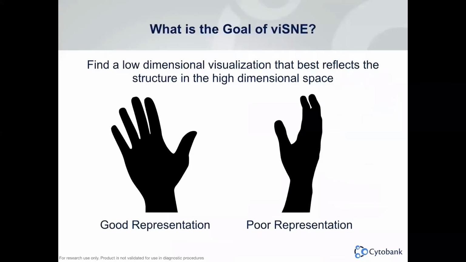So the goal of viSNE is to find a low dimension visualization that best reflects the data structure in the high dimensional space. Like here, both are 2D representations of your hand, and one is a better representation that reveals all the details of your hand, and the other one is a lot harder to interpret.